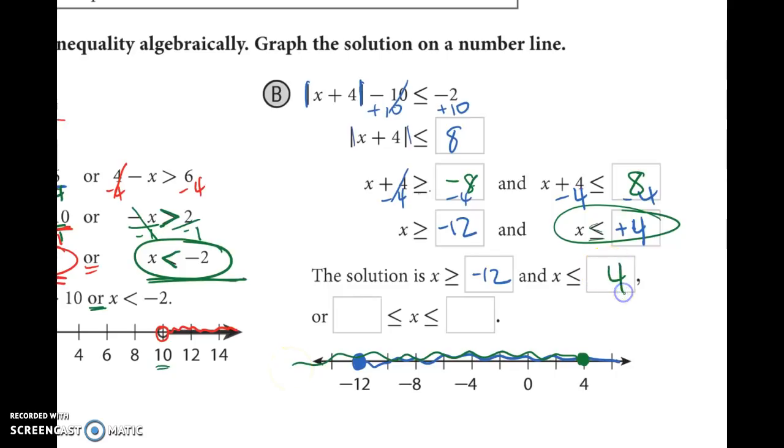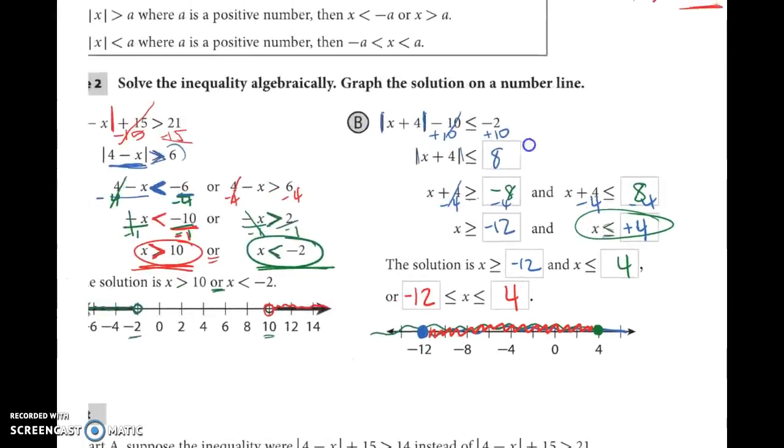So the way to rewrite this, the reason that they're saying this is an AND statement, is the X values have to be within this range here, this overlapping or intersection of values here. So X has to be in between what two values? Well, -12 and 4. And there's my solution.